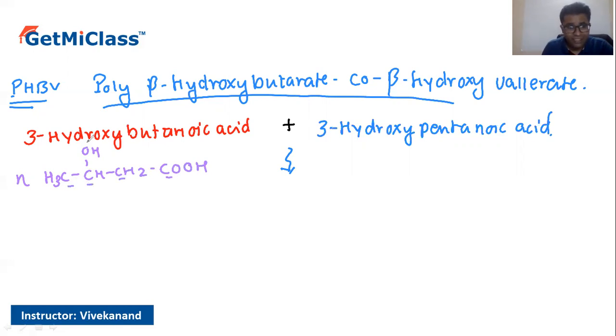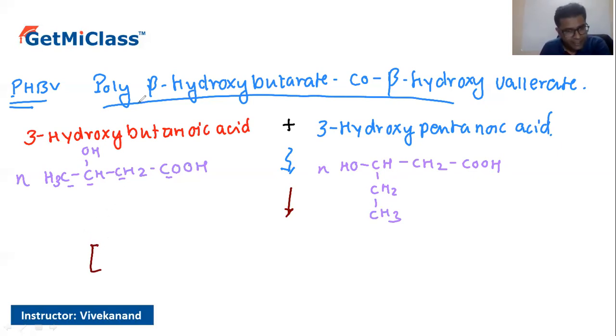So therefore it's 3-hydroxybutanoic acid. Here, in the same way, we have n number of molecules, let's take OH connected to CH, CH2, CH3, 1, 2, 3, 4, and COOH. Now when we observe the polymerization, we will see that it gets polymerized at this particular position.